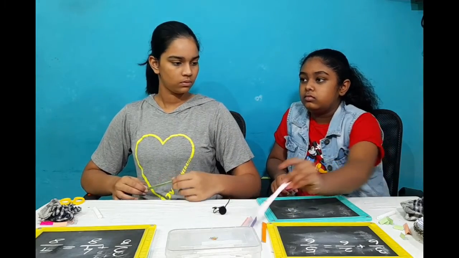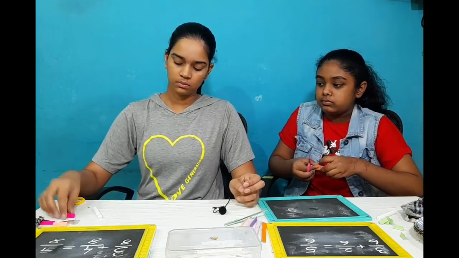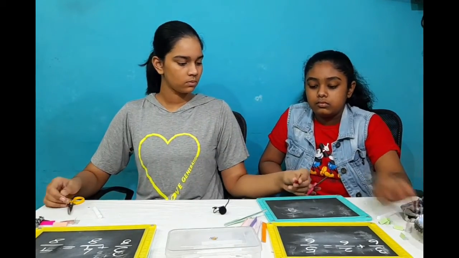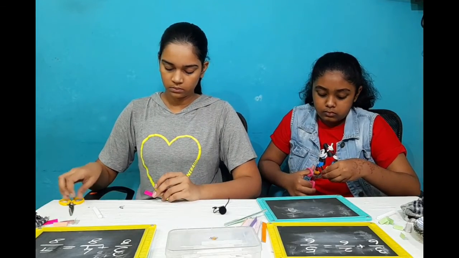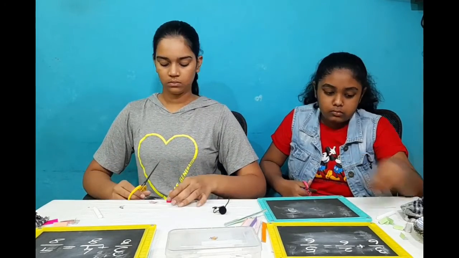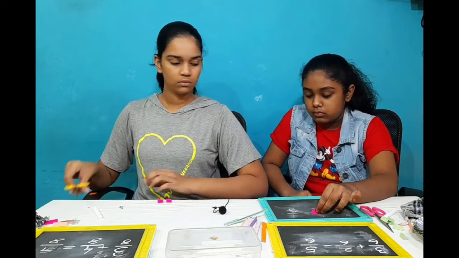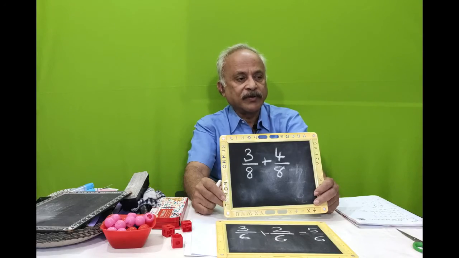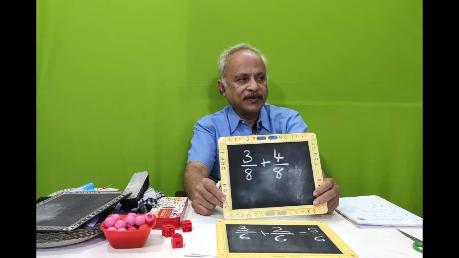Already you have pieces of 1 by 4. You have a piece of 1 by 4. Take a piece of 1 by 4. Gyanjyoti, start with a piece of 1, a full 1. And from 1, you have to make that into 8 equal pieces.